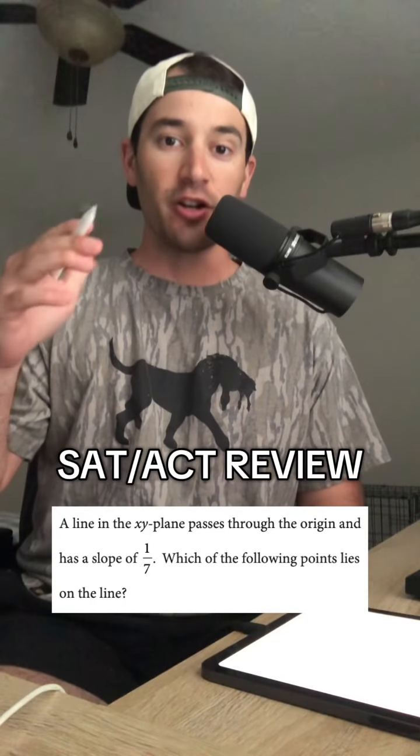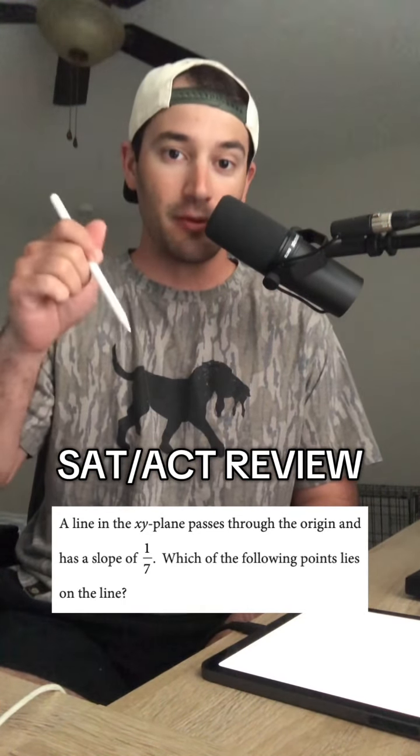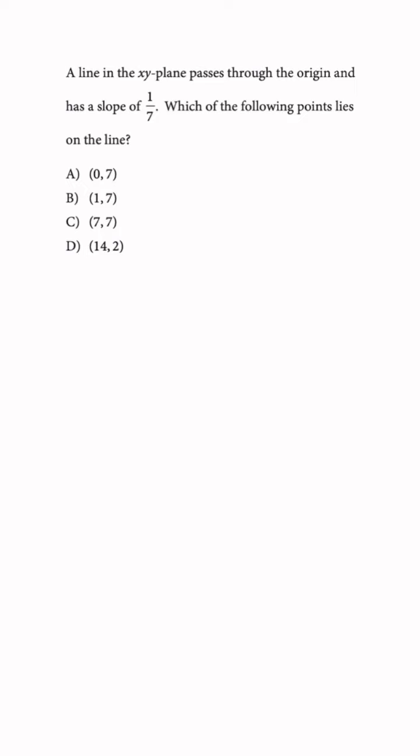If you want to do better on the SAT or ACT, you need to know how to do this kind of problem. So the problem says a line in the XY plane passes through the origin and has a slope of 1 over 7. Which of the following points lies on the line?